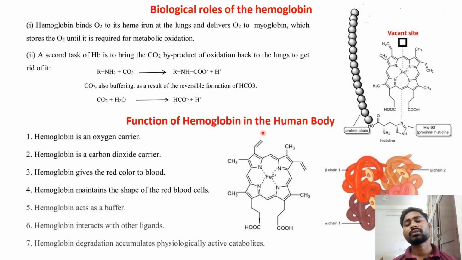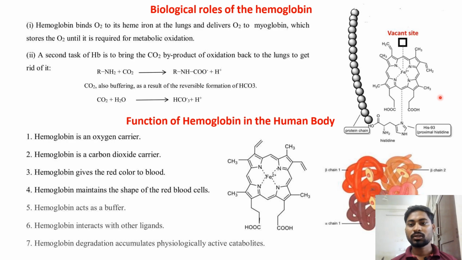What are the functions of hemoglobin in the human body? Hemoglobin is an oxygen carrier. Hemoglobin is a carbon dioxide carrier. Hemoglobin gives the red color to blood. Hemoglobin maintains the shape of the red blood cells, and it acts as a buffer. It interacts with other ligands, and its degradation accumulates physiologically active catabolites. What are catabolic reactions? They break down fats and lipids.